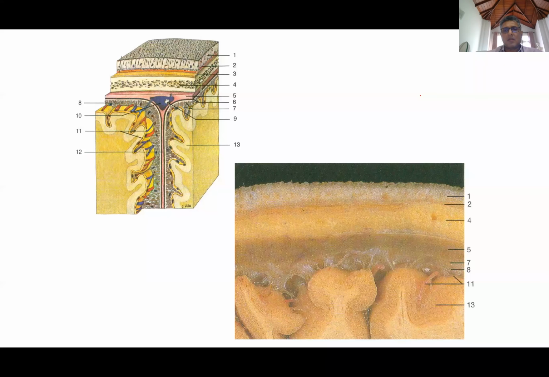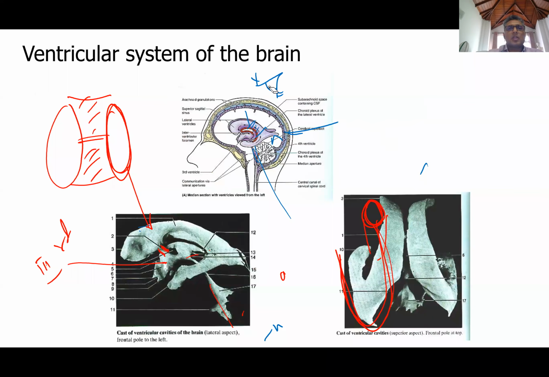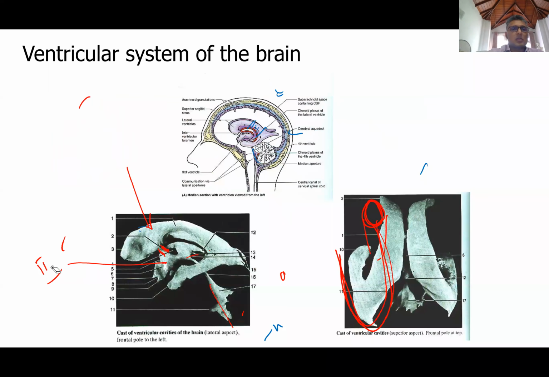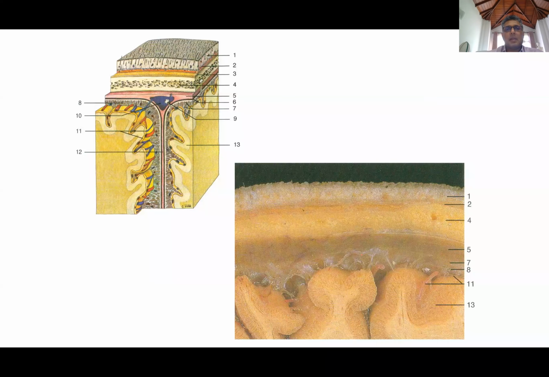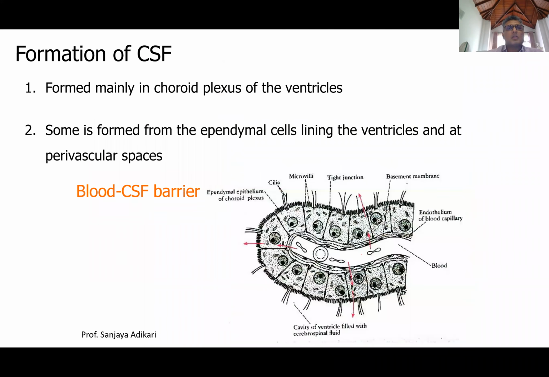Now these ventricles are filled with a fluid, which is called cerebrospinal fluid. Now this cerebrospinal fluid is inside these cavities. They are secreted into these cavities through structures called choroid plexus. So this is the formation of cerebrospinal fluid.